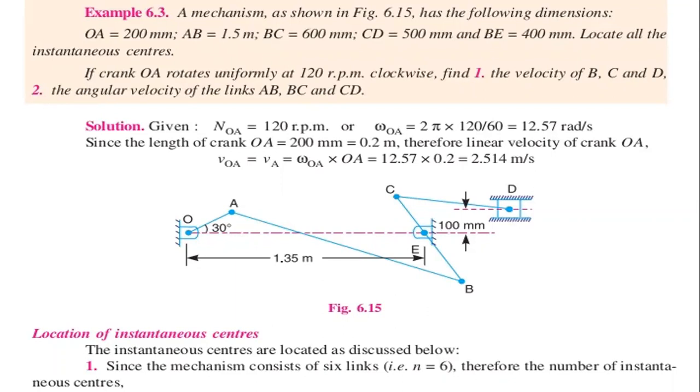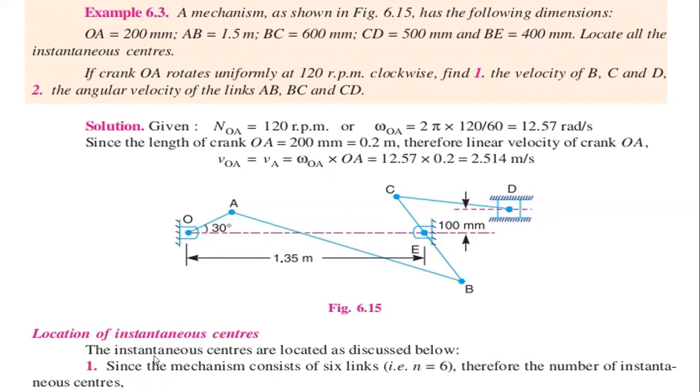We have already taken the formula. Since the mechanism consists of 6 links, we got a total of 6 links from the diagram. This is the first link, the fixed one. Second is the crank. Third is the connecting rod. Fourth is the second connecting rod. Fifth is the slider link, and sixth is the slider. So in total 6, therefore n is equal to 6.